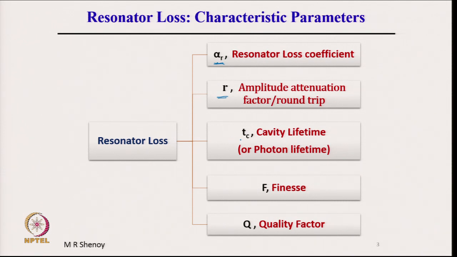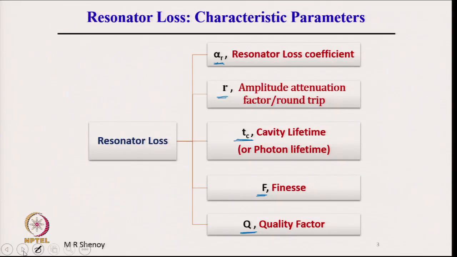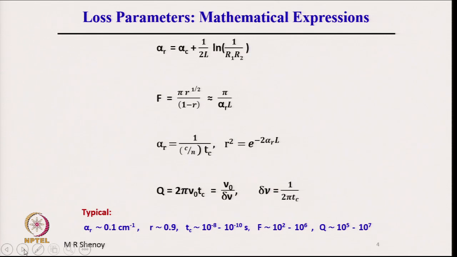And the cavity lifetime Tc, this is a measurable parameter, also called the photon lifetime of the resonator, and F, the finesse of the resonator. We have discussed this also in detail. Today we will also see that sometimes the resonator is characterized by what is called the quality factor Q. Typically they say that the quality factor or the Q of the resonator is 1 million. What does that mean? Let us see these parameters which characterize the losses in a resonator.